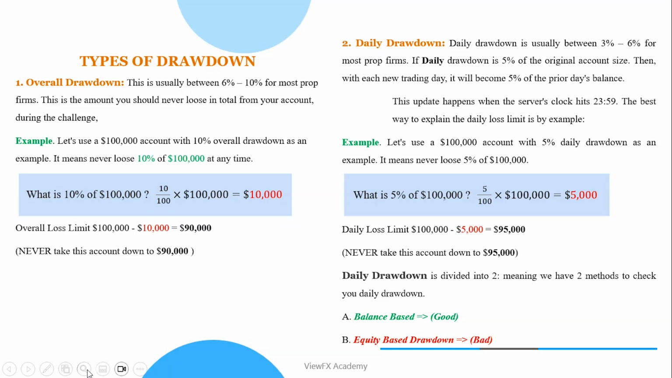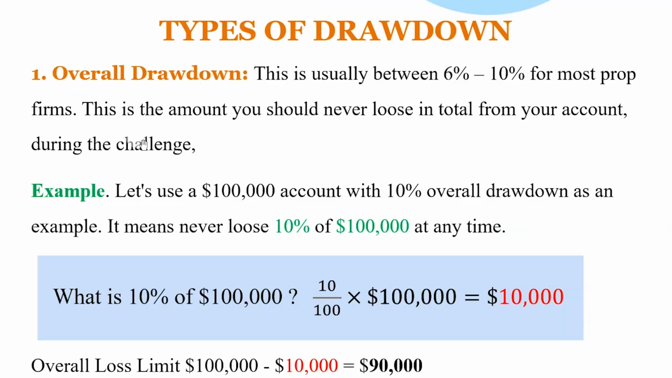Today we're going to talk about types of drawdown. In the world of prop trading, we have overall drawdown and daily drawdown. But the daily drawdown is divided into two, which is the balance-based drawdown and the equity-based drawdown. So let's start with the overall drawdown.